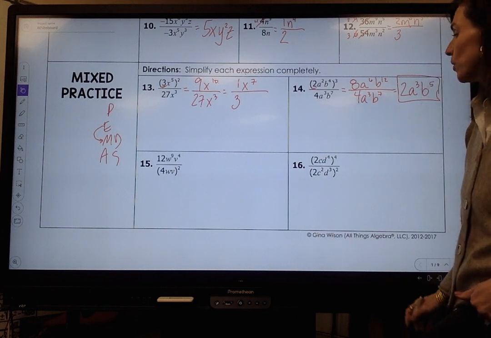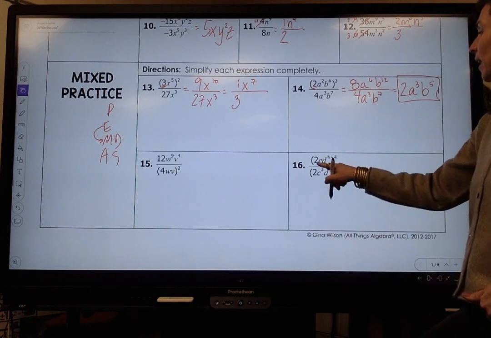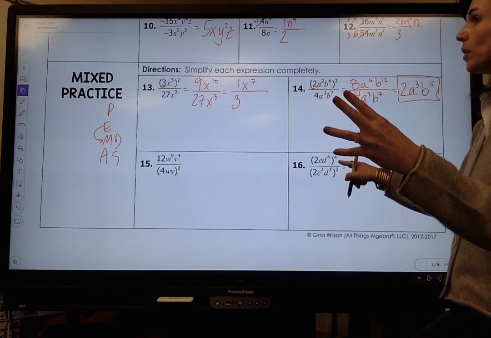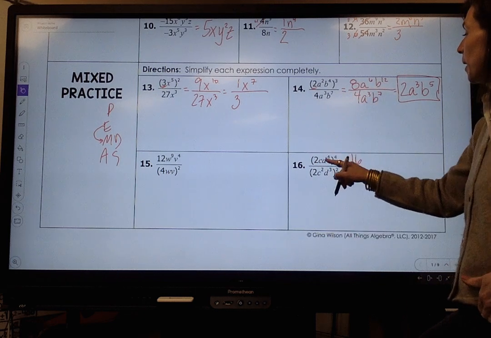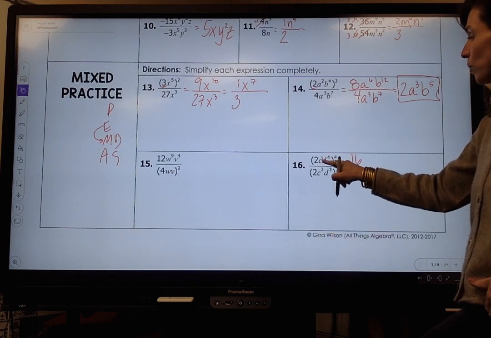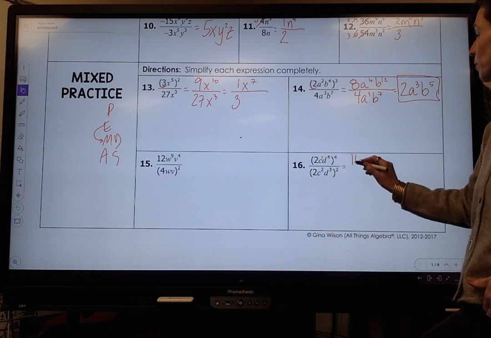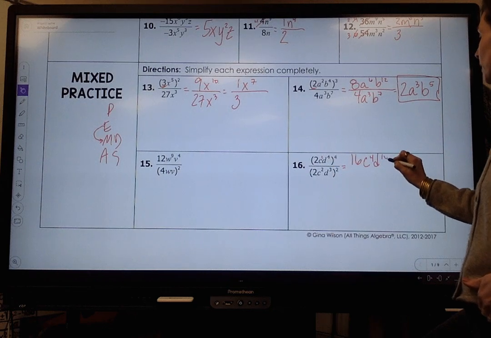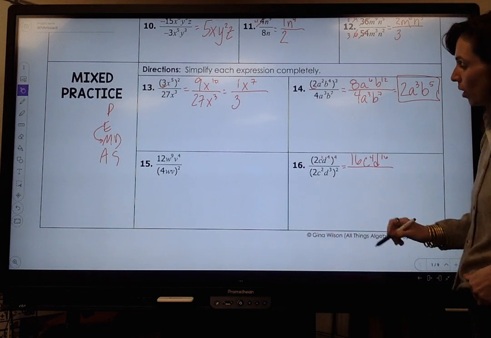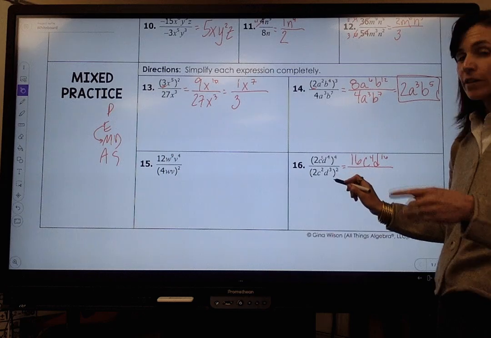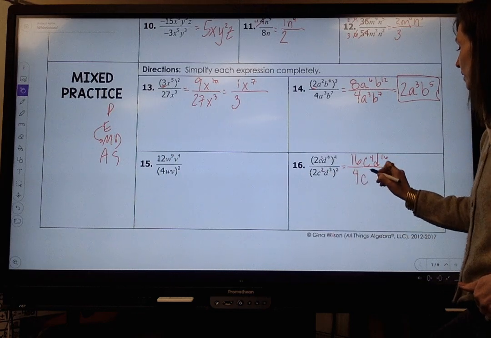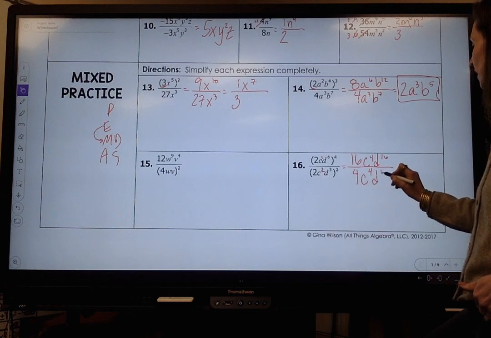Okay, let's do number 16. So again, I'm doing 2 to the 4th, which is 2 times 2 times 2 times 2. So 4 times 4 is 16. My exponents multiply, so remember that's c to the 1st. So 1 times 4 is c to the 4th, and d to the 16th because they multiply. All over 2 squared is 2 times 2, which is 4. These guys multiply, so I get c to the 4th, d to the 6th.